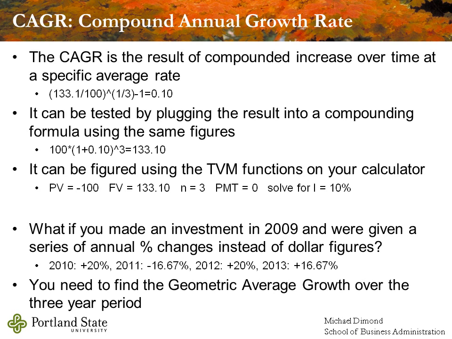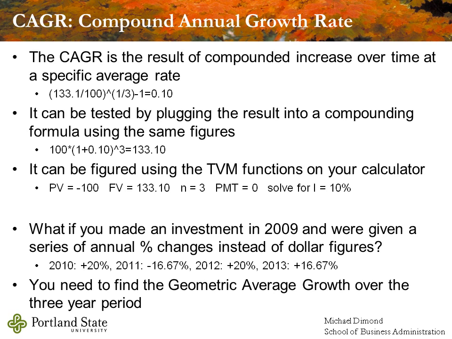So 133.10 is my end point, so I take 133.1, divide it by my start point, which was 100, raise that to the 1/3 power. I'm going to take the third root of this because there are 3 compounding periods, so the way I do that is to raise it to the 1/3 power, and then subtract 1 from the result, and I wind up with 10%. 133.1 divided by 100, raised to the 1/3 power, is 1.1. Subtract 1 from that, I get 0.1 or 10%.